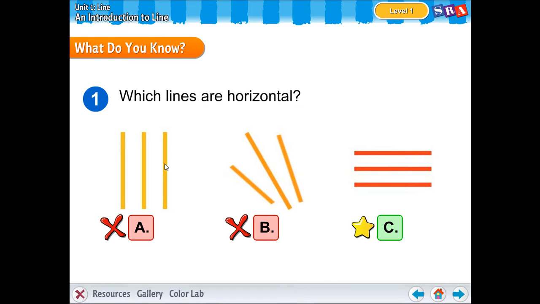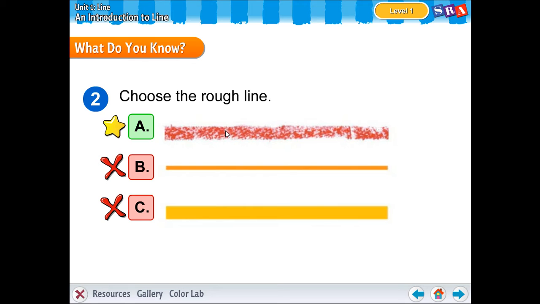Let's check our answers. If you chose C for horizontal, you are correct. Lines that go up and down are vertical. Lines that go sideways, like a slide, are called diagonal. These are horizontal lines, lines that go sideways. A good way to remember a horizontal line is to think about the horizon. When you're at the beach and you're looking at the horizon line, there's usually a sun over right here, a sunset, and the horizon is the line that goes from side to side. Good job.